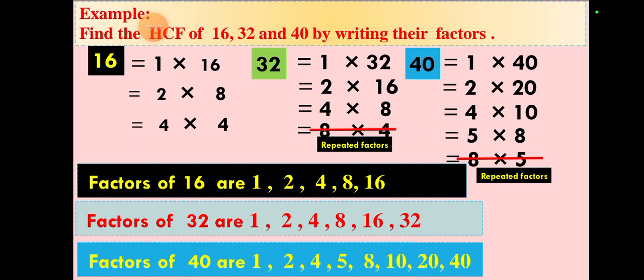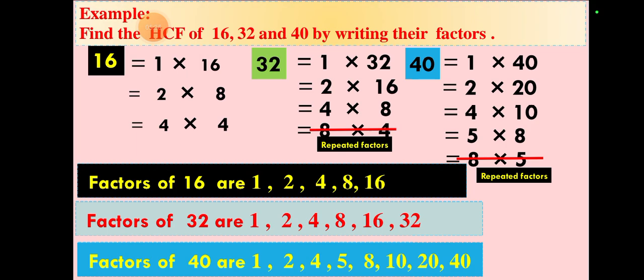What I will do, first of all, I will place their factors. 1 × 16 is 16, 2 × 8 is 16, 4 × 4 is 16. Again I stop. Why? Because 4 × 4 is a double time coming, so I will stop up here. This is a repeated factor, so I will stop.